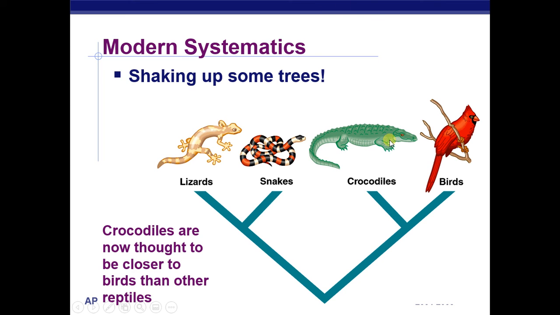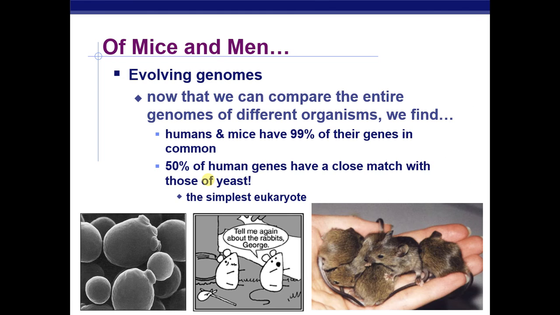So modern systematics have kind of shook up our traditional view of how organisms and species are genetically related. As an example, crocodiles are now thought to be one of the most closely related reptiles to birds. Birds and crocodiles share a very recent common ancestor compared to even other reptiles like snakes and lizards. This is all since we've been able to access genetic information a lot more.